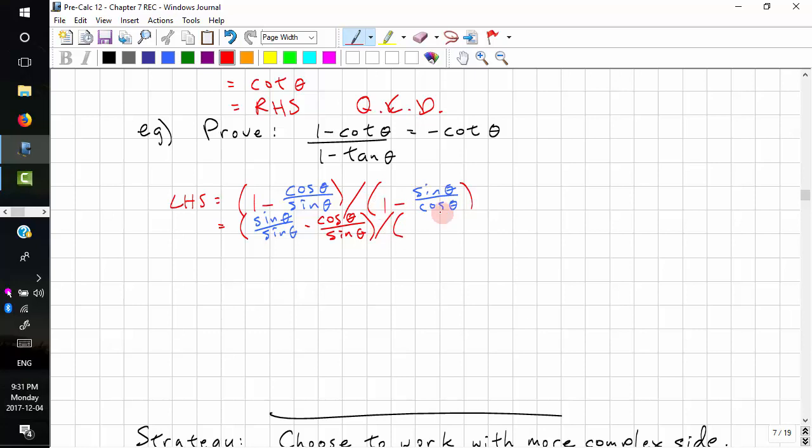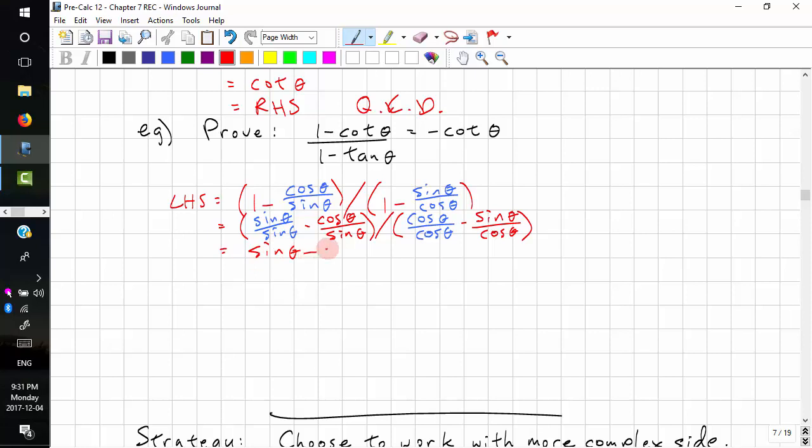And this one needs to be multiplied by cos theta over cos theta. And this stays the same. Looks like we're doing a lot of work, but a lot of it's just copying what we have from the previous line. Now we have the common denominators. We can combine the numerators.